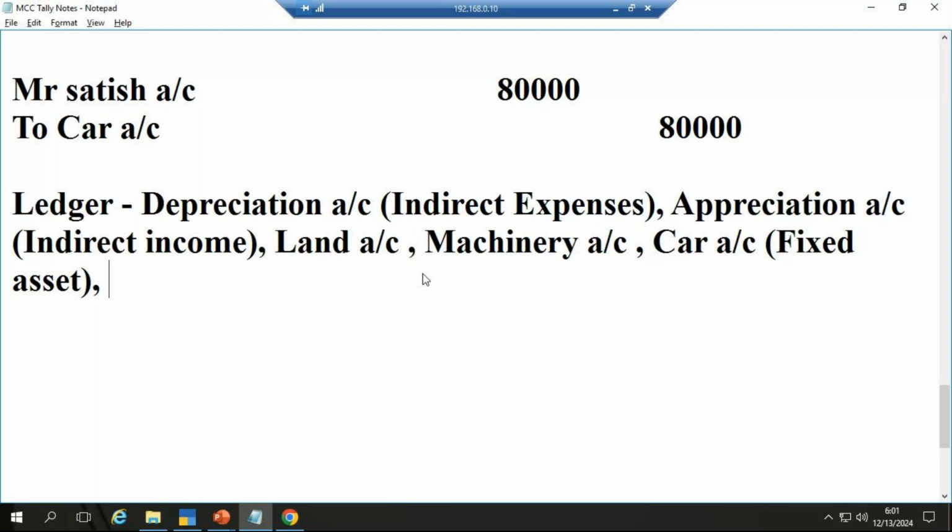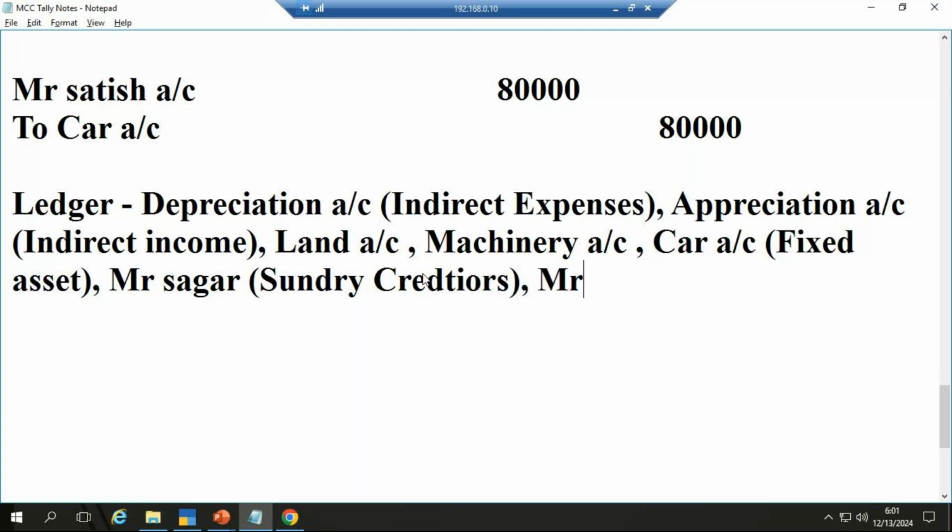So the next thing, Mr. Sagar. He's the giver, so I'll take a sundry creditor. And Mr. Satish, we are selling the goods to him, so he is a customer for us. Sundry debtors. Any doubt regarding the creation of ledger?